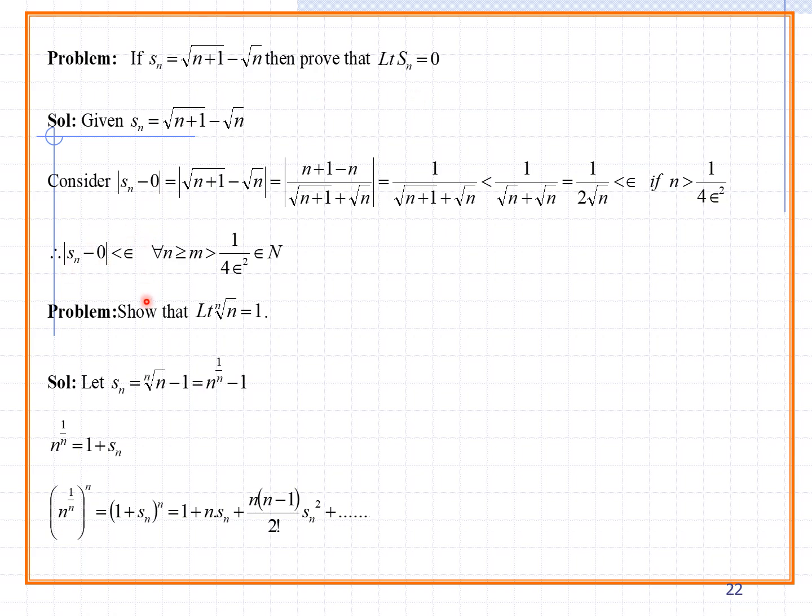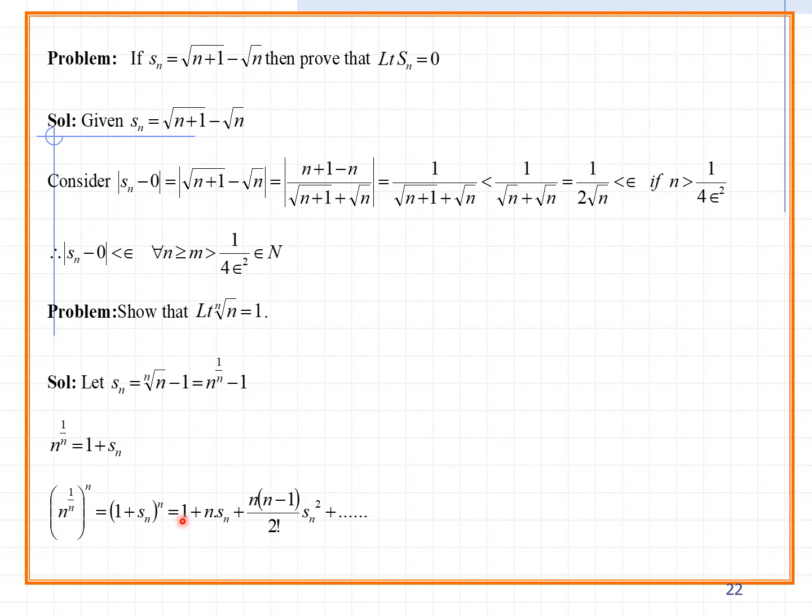Let us see one more problem. Show that the limit of nth root of n equals 1. You can shift this to the left side, so Sn equals nth root of n minus 1. Nth root of n can be written as n power 1 by n. So n power 1 by n equals 1 plus Sn. Applying power n on both sides, n power 1 by n power n, the 1 by n and n cancel, and you get n equals 1 plus Sn power n.